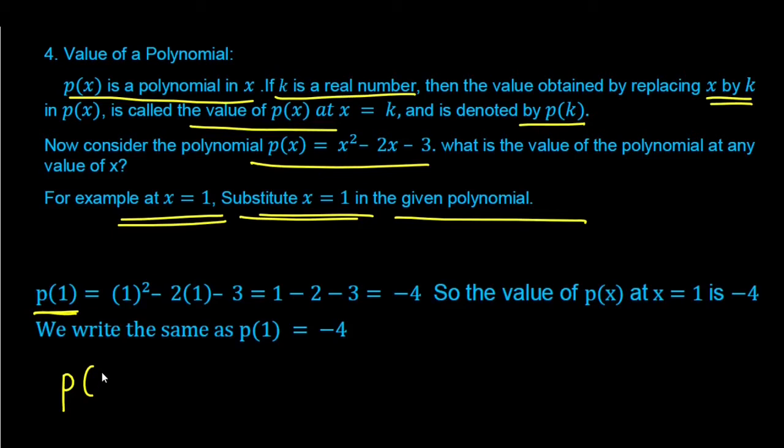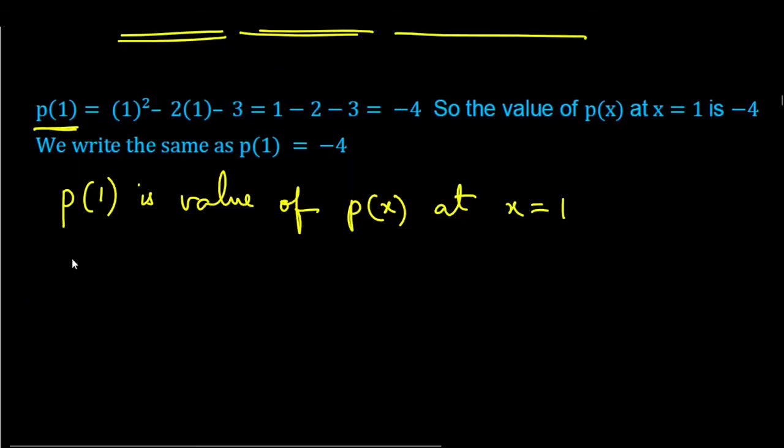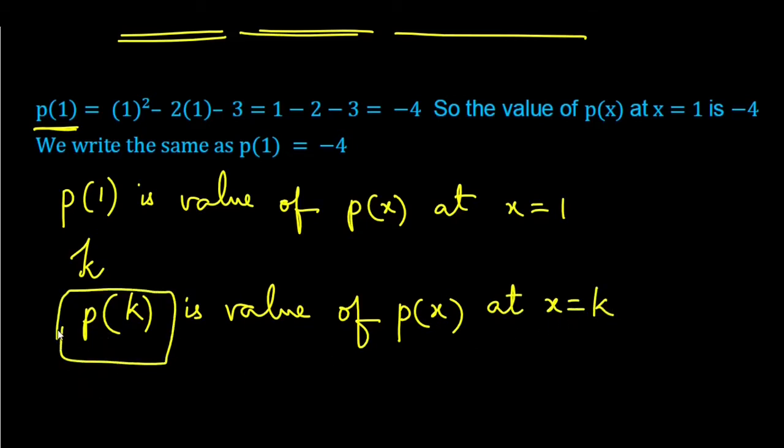P of 1 is the value of p of x at x equal to 1. When we take any real number k, p of k is the value of p of x at x equal to k. This p of k is called the value of p of x.